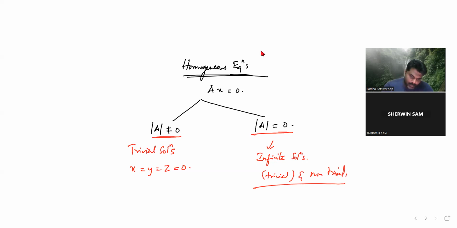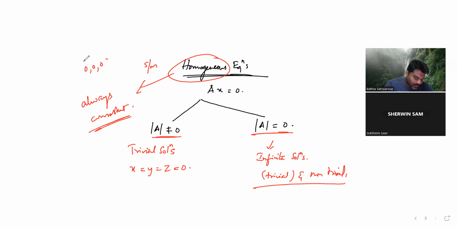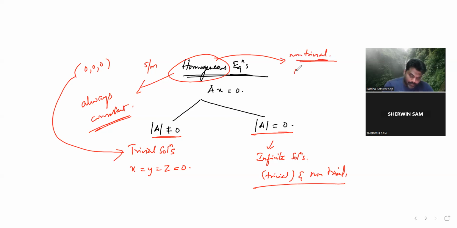And always remember, sir, a homogeneous system is always consistent. Zero comma 0 comma 0 is called a trivial solution. And a homogeneous system has a non-trivial solution also if determinant of A is equal to 0. That is what I have represented in one small diagram, sir. That's all.